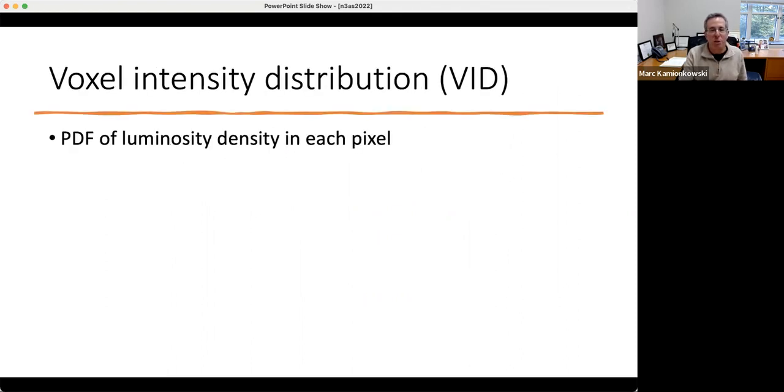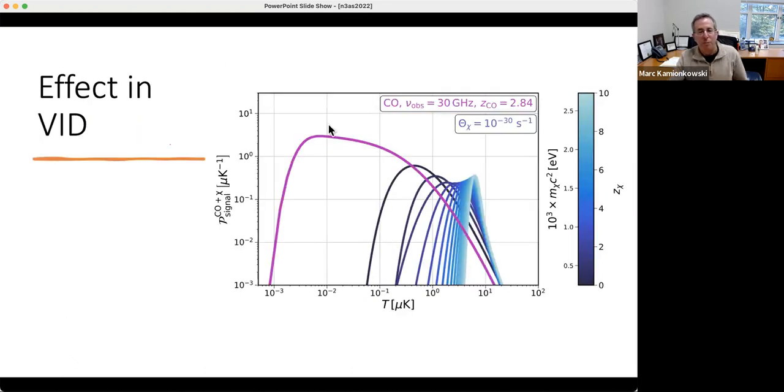There is also something called the voxel intensity distribution, or VID, which is the one-point probability distribution function of the luminosity density of each pixel. This is what the voxel intensity distribution looks like in a standard cosmological model. And if you have a dark matter decay line, that is going to give you a boost at the higher intensity part of this voxel intensity distribution.